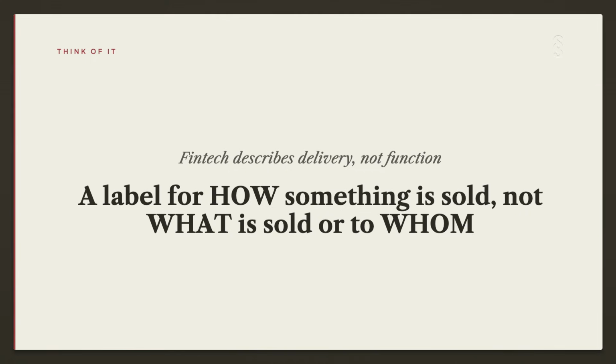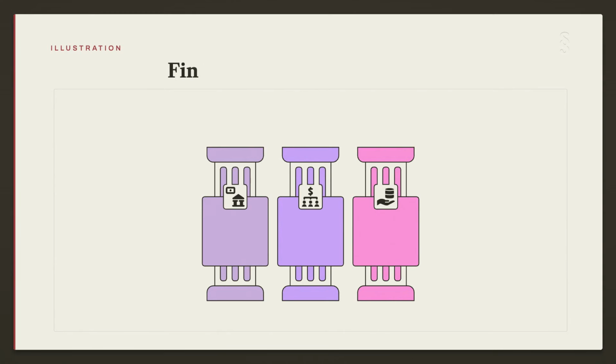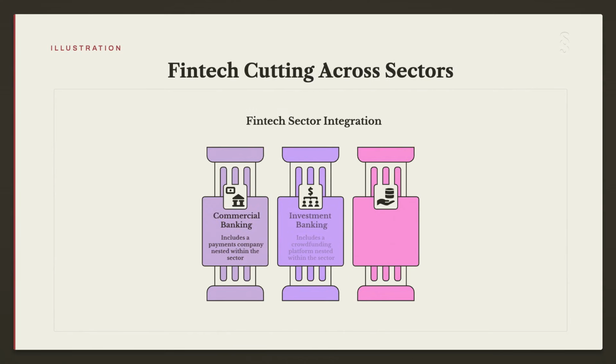That's why it can't stand beside the other 3 sectors as an equal. In practice, fintech shows up inside every sector rather than beside them. A payments company competes on commercial banking's turf. A robo-advisor competes on wealth management's turf. And a crowdfunding platform competes on investment banking's turf.